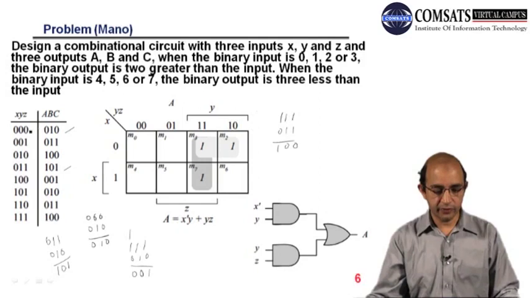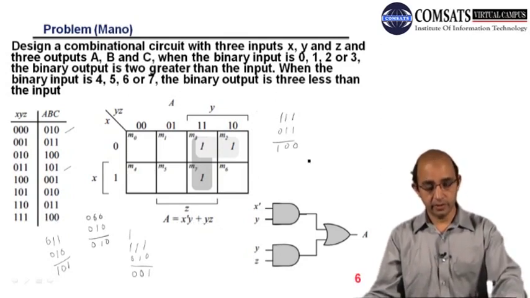So you can see, if we talk about A, right? So we have this, M0, M1, M2. So we have M2, then we have M3, right? And then we have M7, right? So we have two pairs, right? X bar Y bar, and YZ, right? So this is for A.